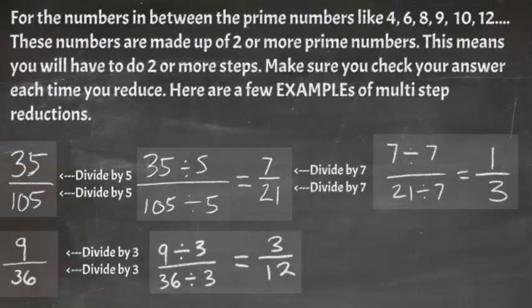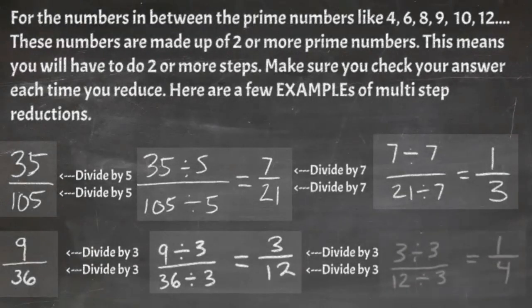Well, I think I can reduce that even further, so I'm going to try dividing by 3 again. And that gives you the new equation of 3 divided by 3 over 12 divided by 3, which equals 1/4. Since I have a 1 on top, I'm done. Great job.